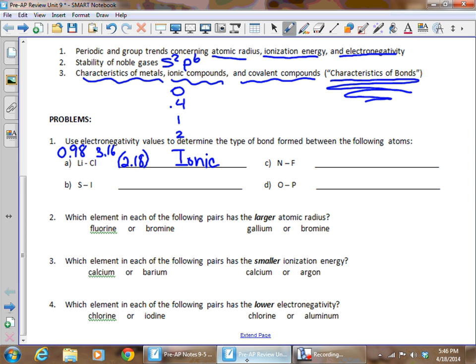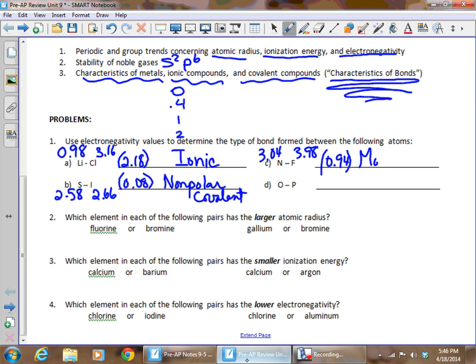Sulfur, if you look at your chart, is 2.58. Iodine is 2.66. So we end up with a 0.08 difference. That's well below our 0.4, so that ends up being in the nonpolar covalent range. Nitrogen is 3.04. Fluorine is 3.98. That gives us a difference of 0.94, which falls in the moderately polar covalent range.